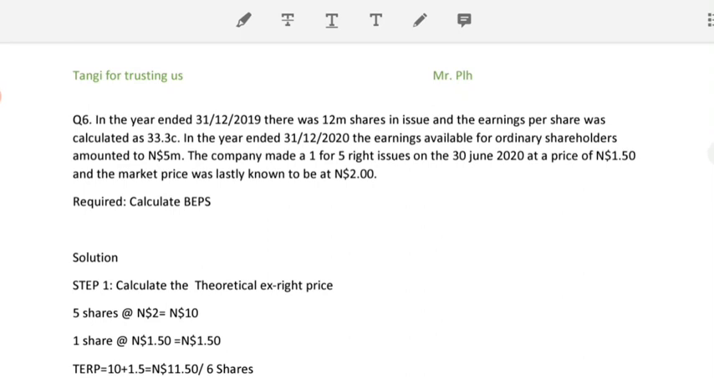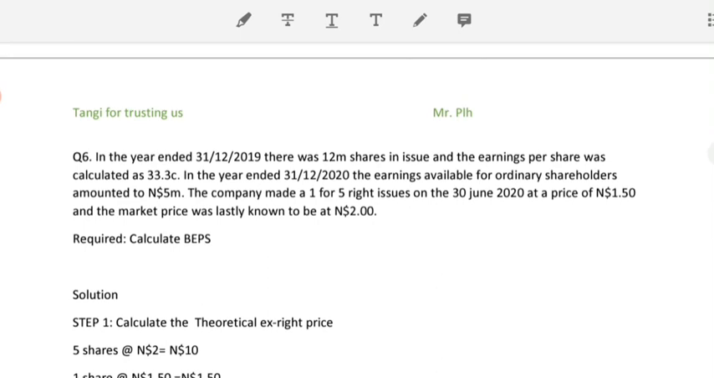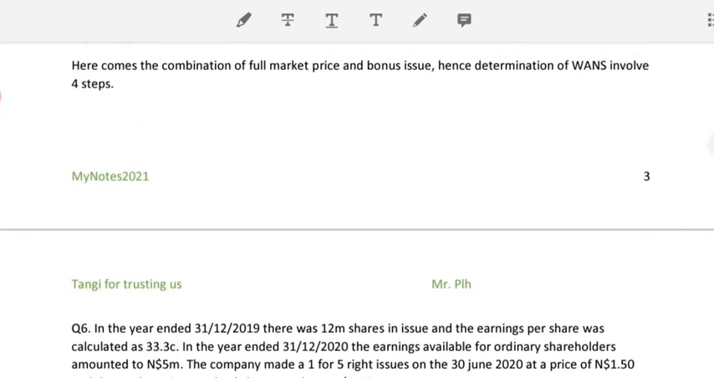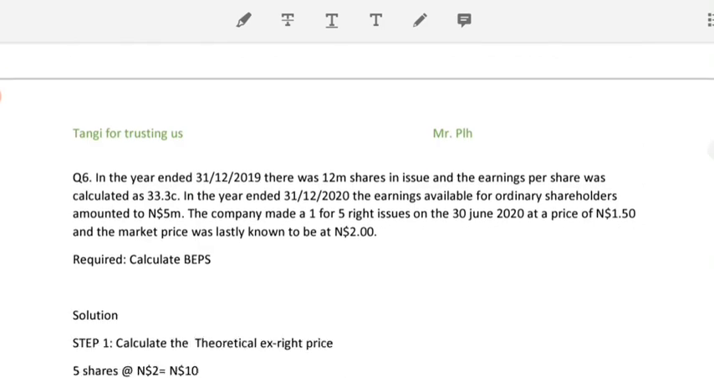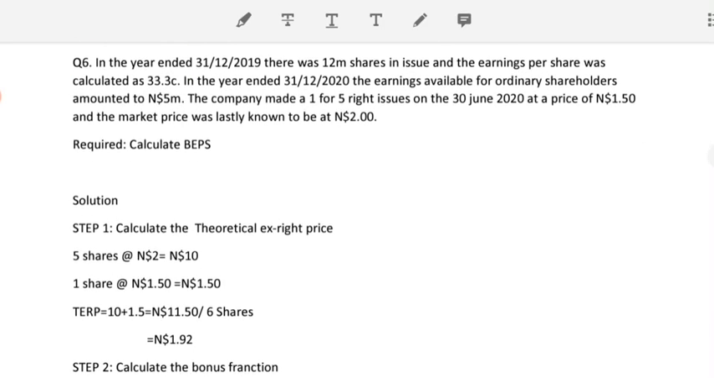You see, the market price is $2, but the right issue they did says that if you are having 5 you get 1, you will get that one at 1.5, not at $2. That's where they say it's a combination of full market price and bonus issue. Okay, let's go through the steps that we have.